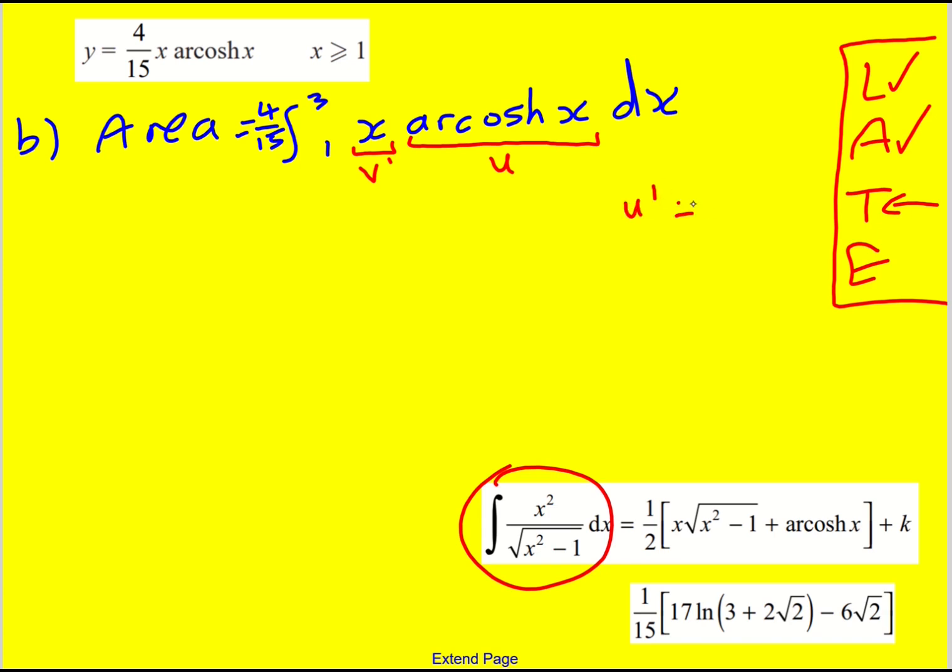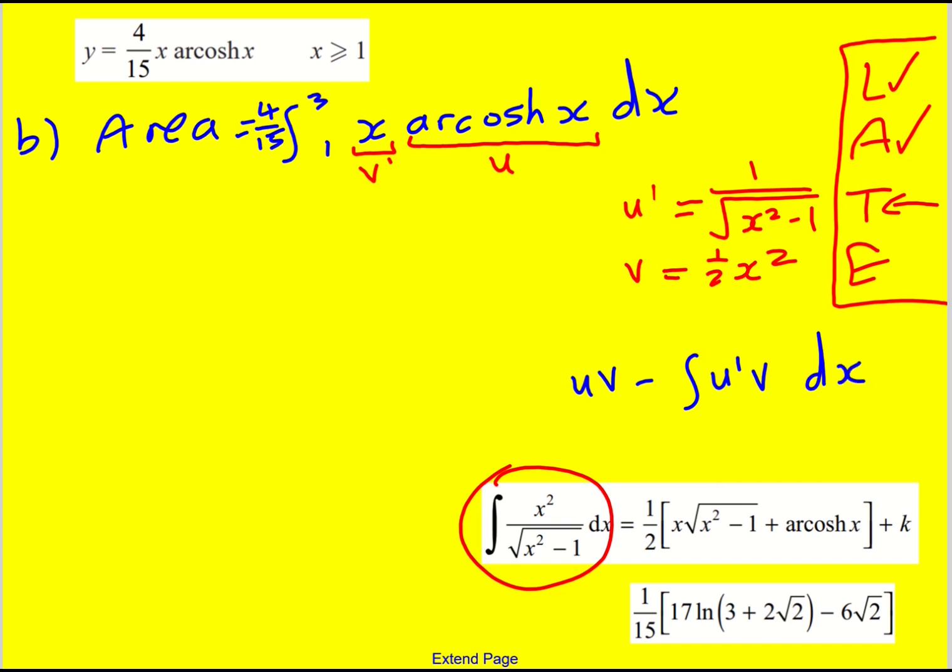So u dash is going to be 1 over the square root of x squared minus 1. That's just from the formula book. We don't need to derive it or anything. And v is the integral of x, it's going to be a half x squared. So then remember, we've got, I think this is in the formula book as well, uv minus the integral of u dash v. That is our integration by parts.